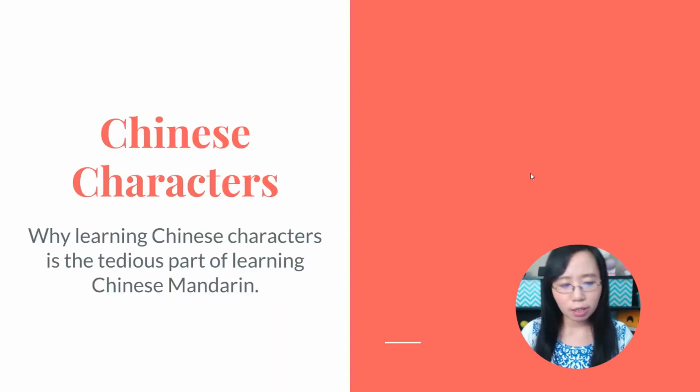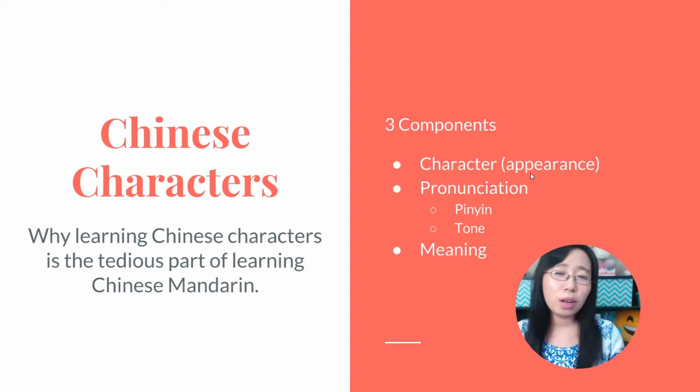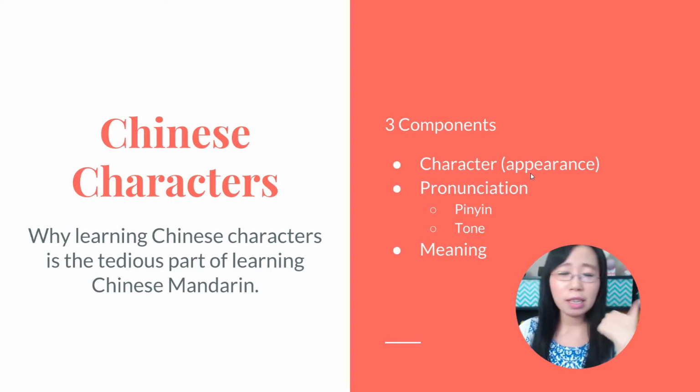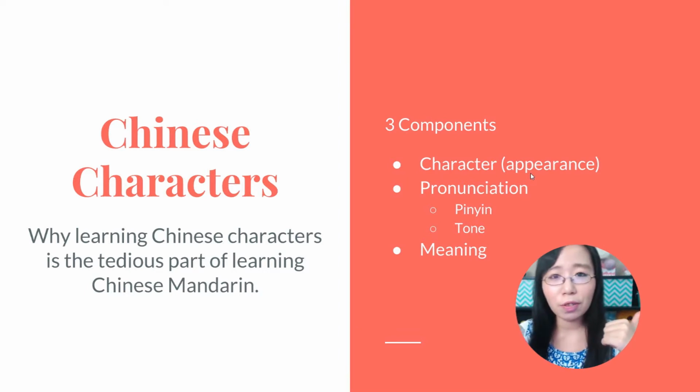First, let's talk about Chinese characters. It's one of the most tedious parts of learning Chinese Mandarin. That is because when you're learning a character, you have to learn 3 components. Not just 1, not just 2, but 3. First component is the character, which is the look of the character, or how the character is written. And then you have to learn the pronunciation.